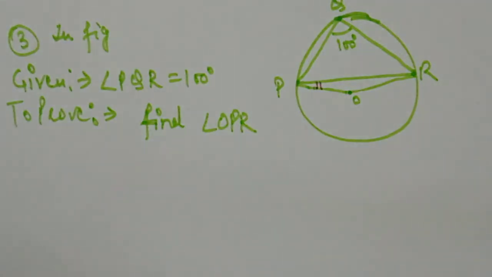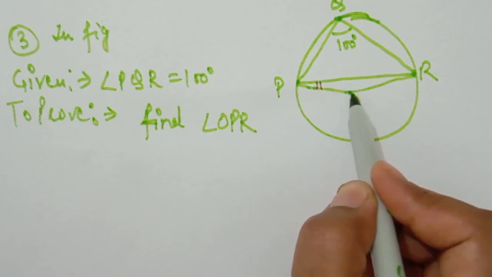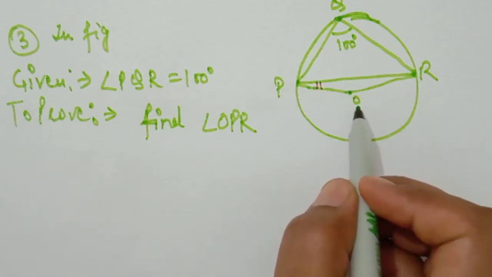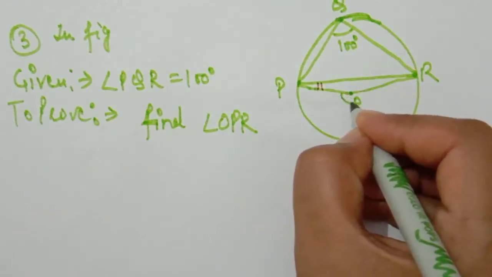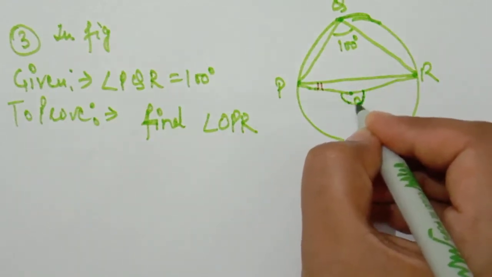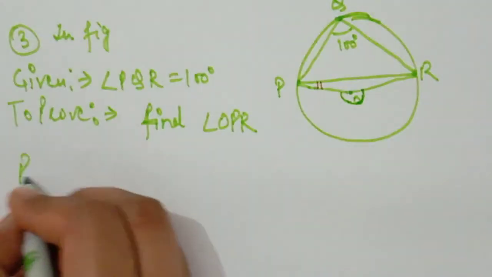So students, this question is also based on the third diagram of 10.8. This is the angle which is made at the center of the circle. This is our arc, major arc. So proof.